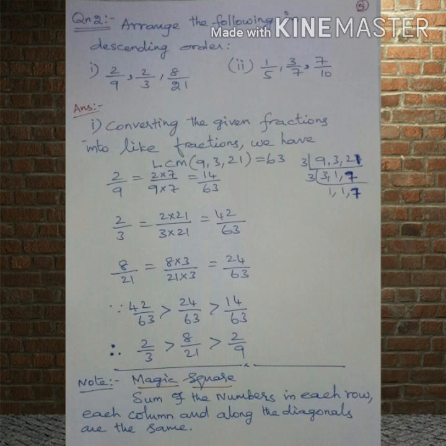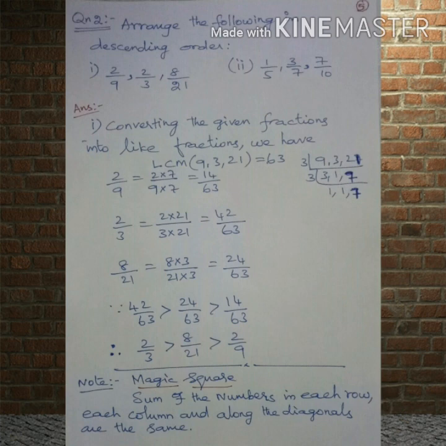Here the question is descending order. That means we have to write the fractions from bigger to smaller. Look at the values 2 by 9, 2 by 3, 8 by 21. All the fractions are unlike fractions. First of all, we have to convert to like fractions. Then only we will be able to compare.